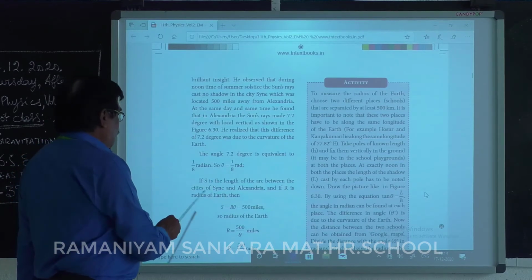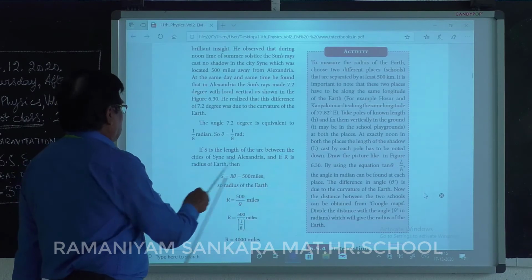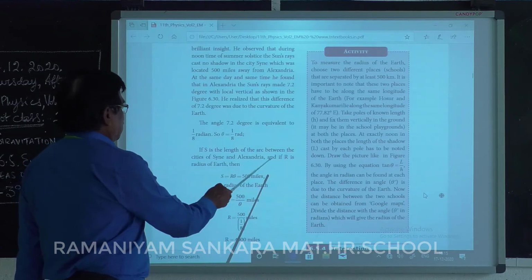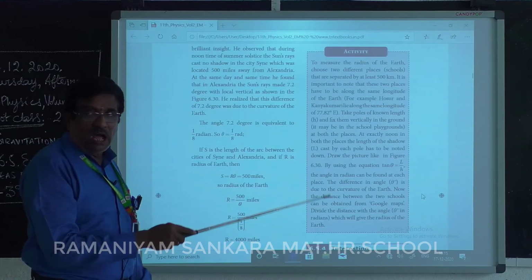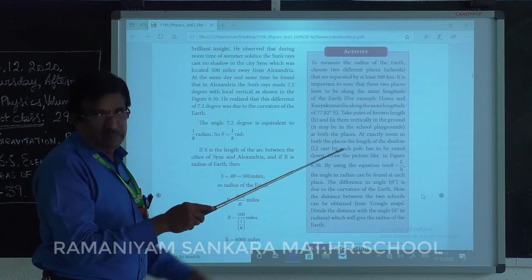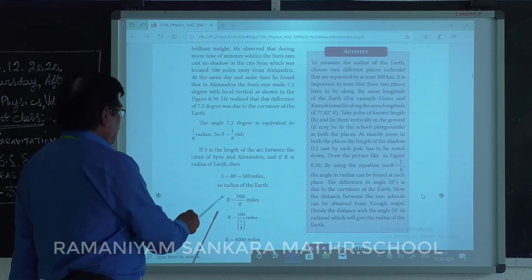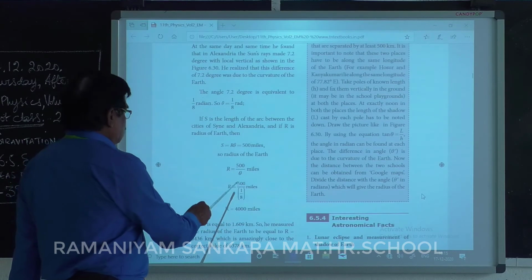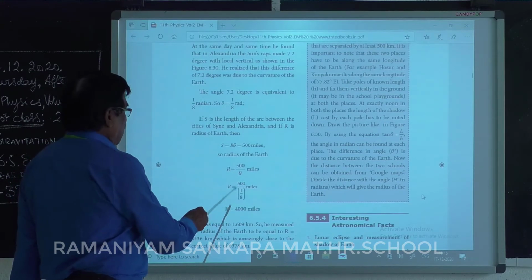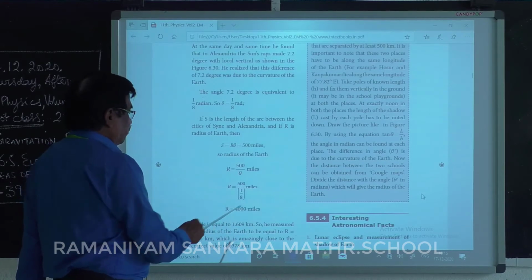Now go to the length formula. S is the length of the arc between Syene and Alexandria, R is the radius of the earth, cross multiply, S equals R theta. This is the formula you studied in 10th standard mathematics. S is equal to 500 miles, and you want R only. So R equals 500 by theta miles. Theta is 1 by 25 radian. So R equals 12,500 miles.